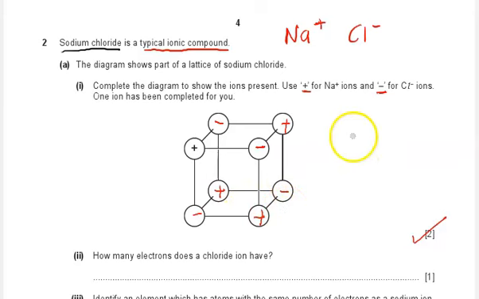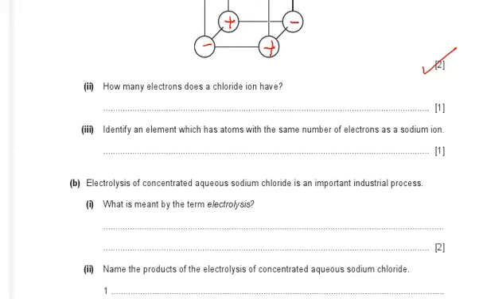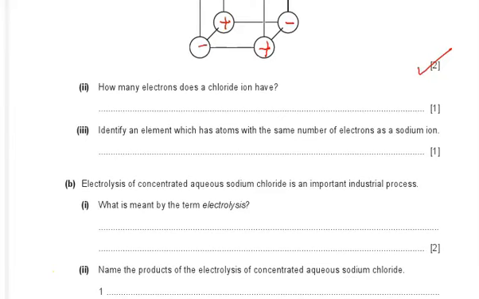Now the next, let me scroll up. Let us answer this. How many electrons does a chloride ion have? Chlorine has 2, 8 and 7. When it forms a negative ion, it will accept 1 electron. So you will get 2.8.8 as the electron arrangement. So here we have 18.